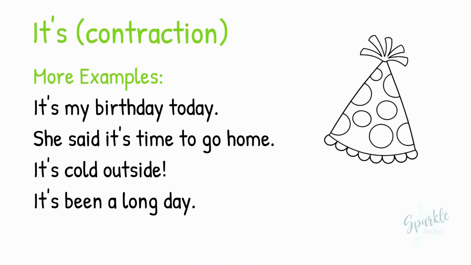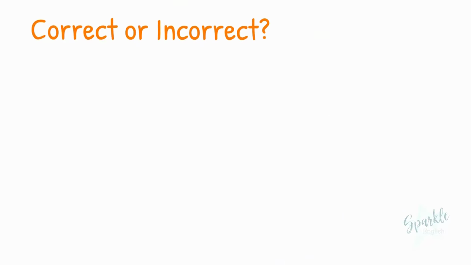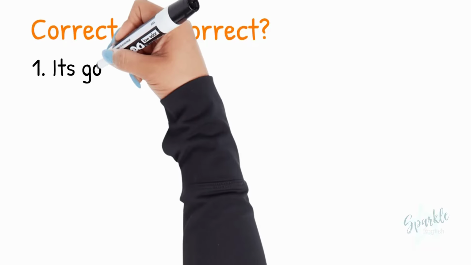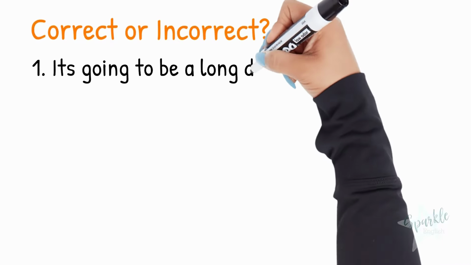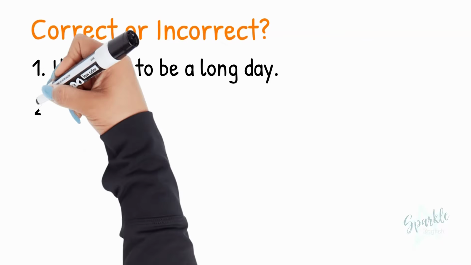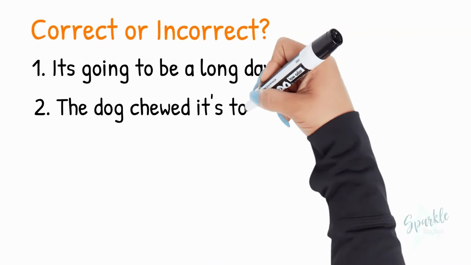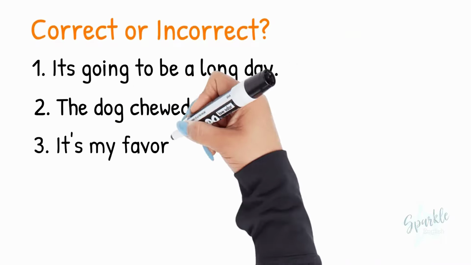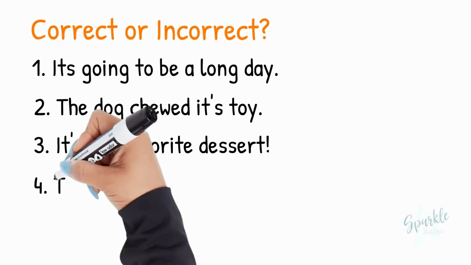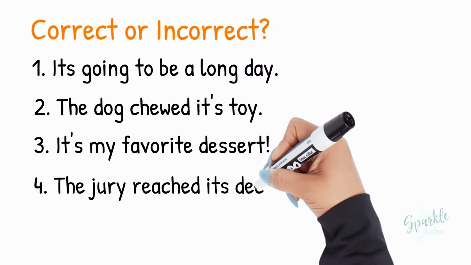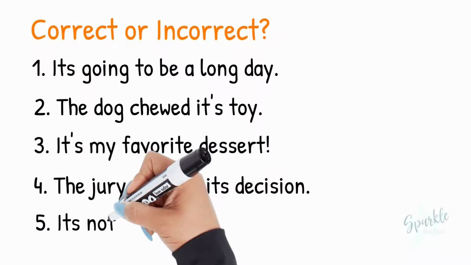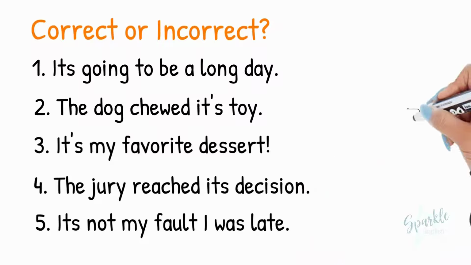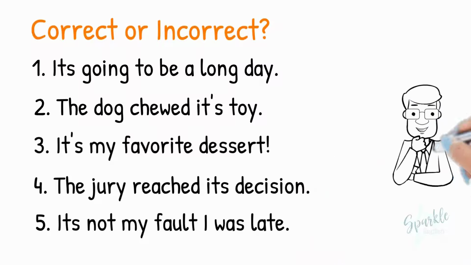Now let's practice together. Are these sentences correct or incorrect? 1. It's going to be a long day. 2. The dog chewed its toy. 3. It's my favorite dessert. 4. The jury reached its decision. 5. It's not my fault I was late. Take a moment to write down or think about your answers for these sentences.